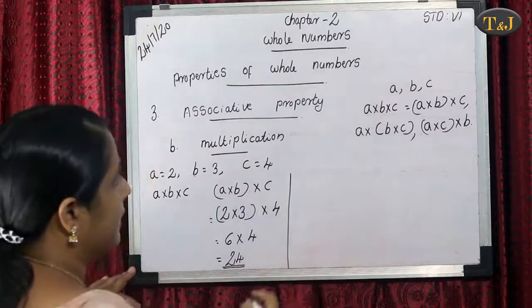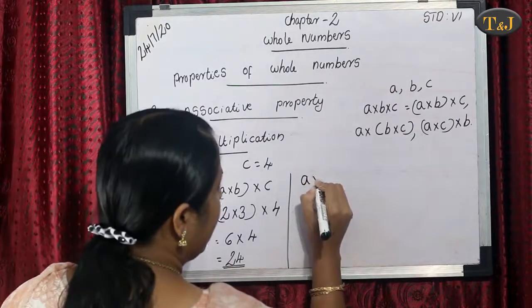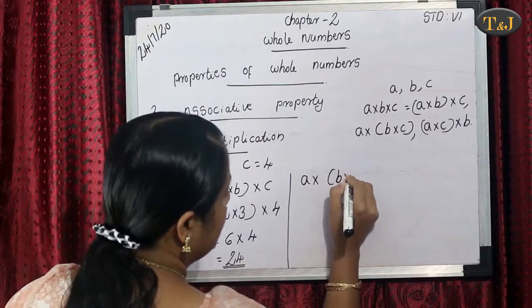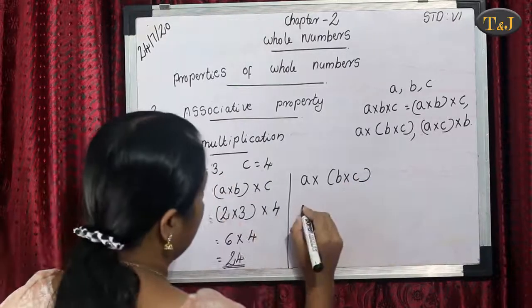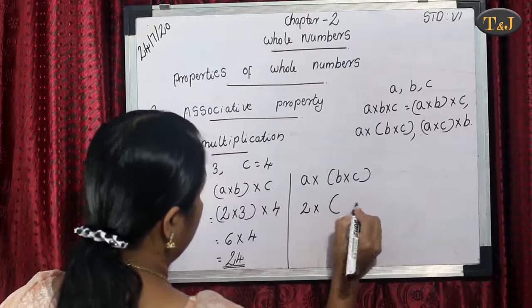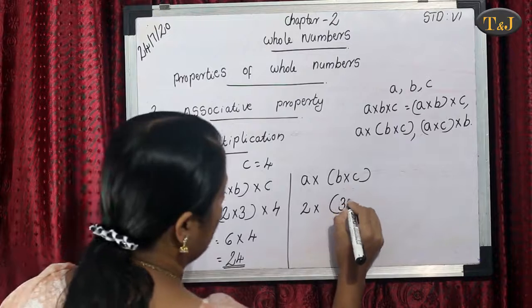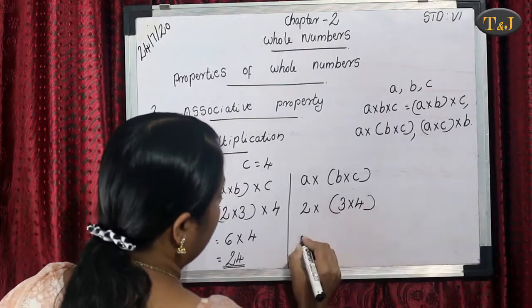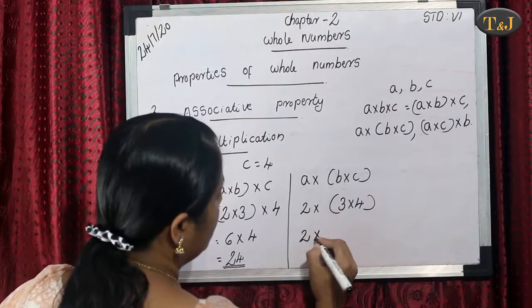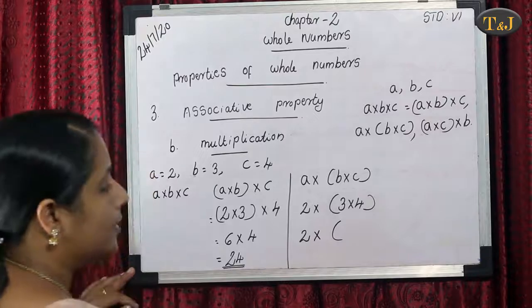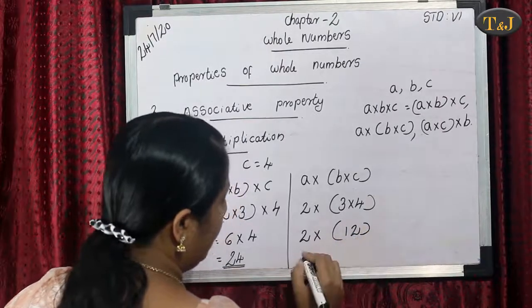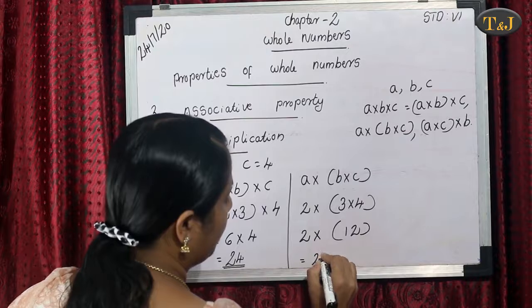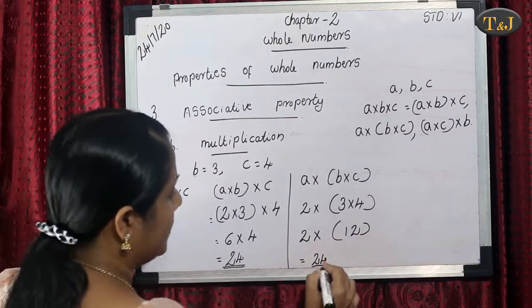Then the second method is to take the number a cross, then taking b cross c grouped together. So here a's value is 2, then 2 cross, then b cross c, that means 3 cross 4. Then 2 cross, then 3 4s are 12. Then 12 multiplied by 2 equals 24. Okay, both answers are the same.